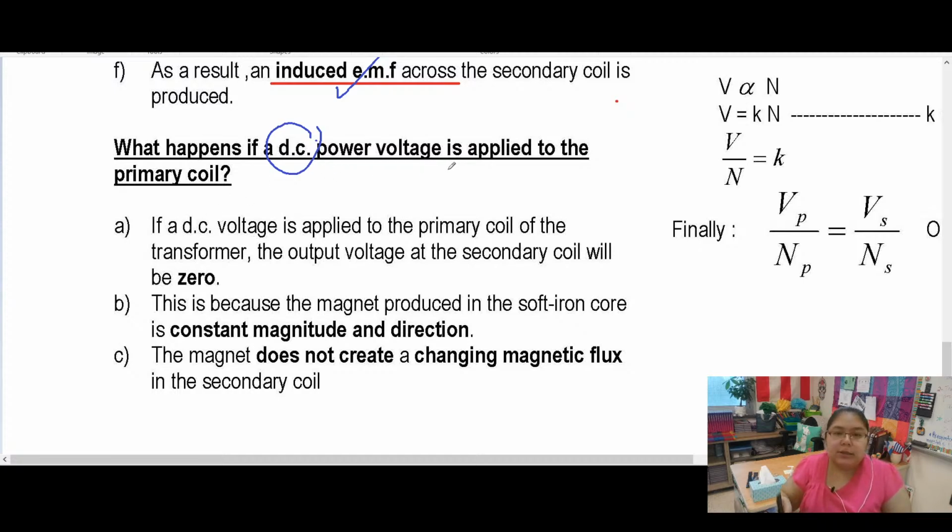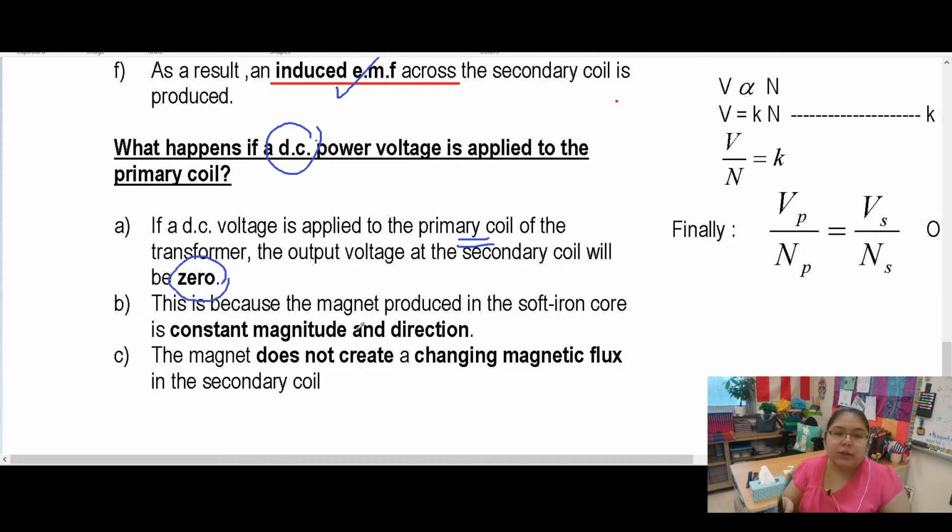DC. Just now I said why DC cannot apply. Okay, let's see the DC. DC is a direct voltage. Apply to the primary coil. Okay, when I just apply to primary coil of the transformer, the output voltage of the secondary coil becomes 0. That means no output can be obtained.